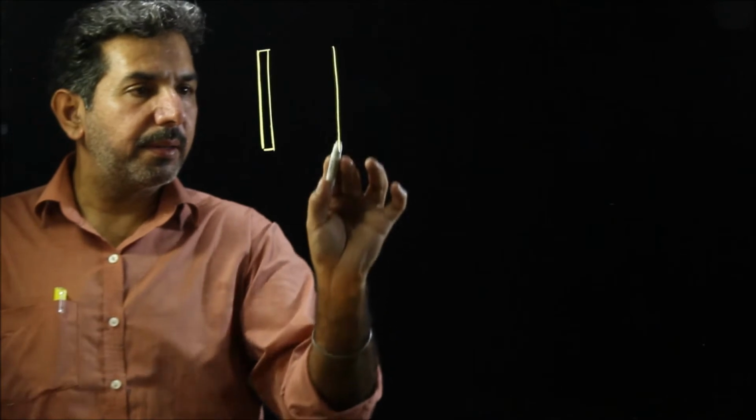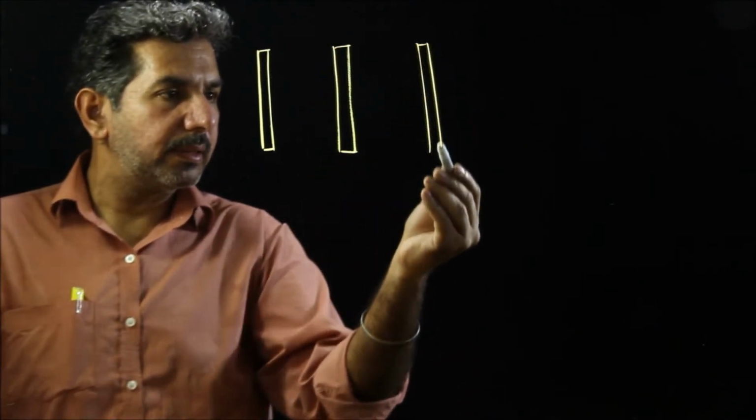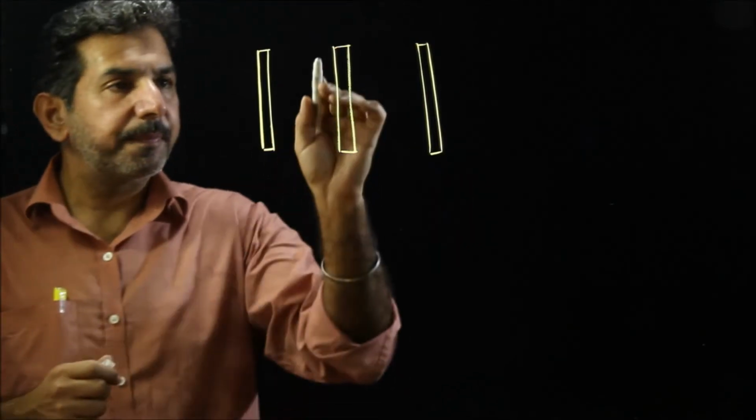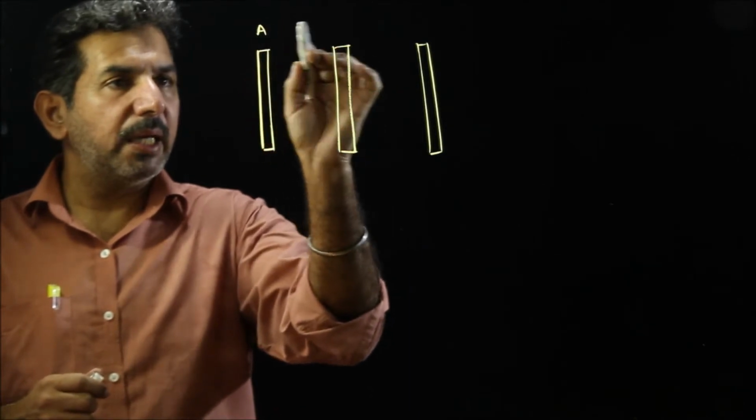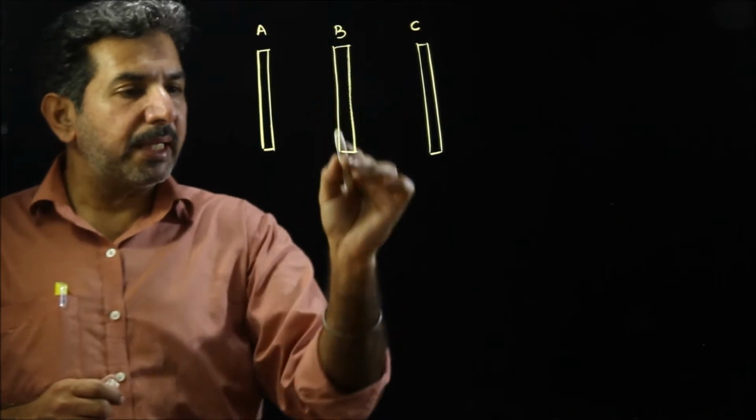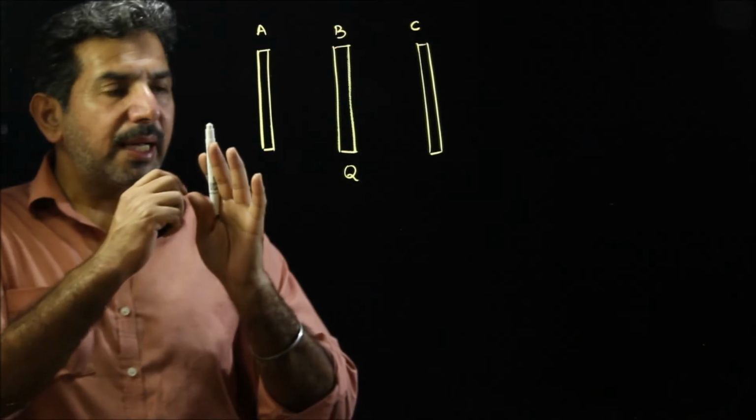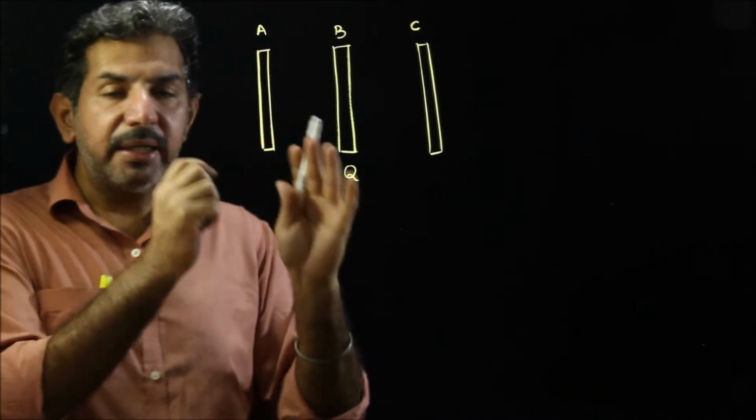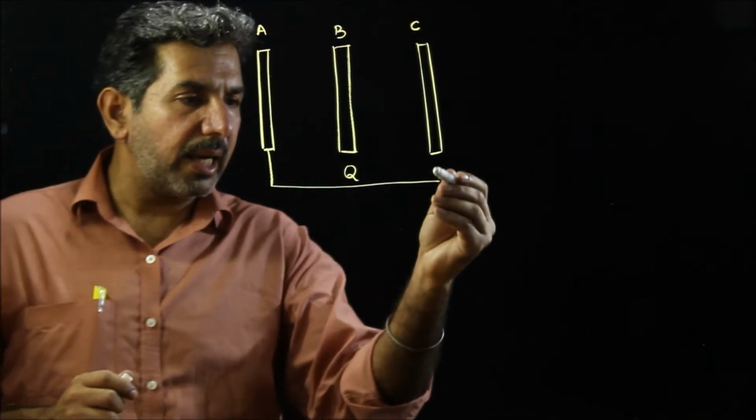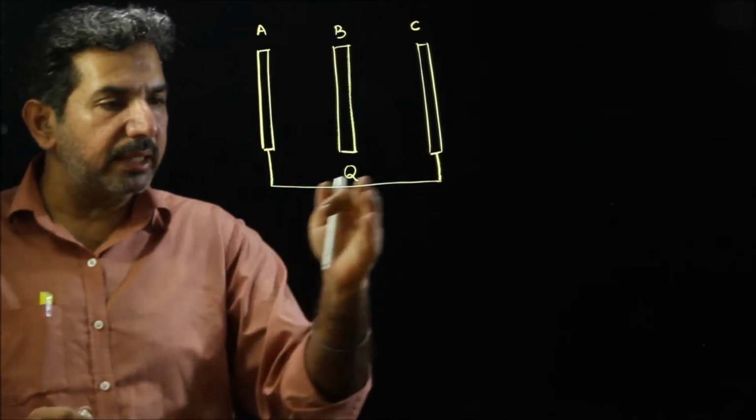Plate number 1, 2, 3, we'll name it later on, and these are the three thick plates. Okay, plate number A, B and C, right? Plate B is given a charge Q. A and C have not been given any charge, but we have shorted A and C. This is given in the question that A and C are shorted somewhat like this.